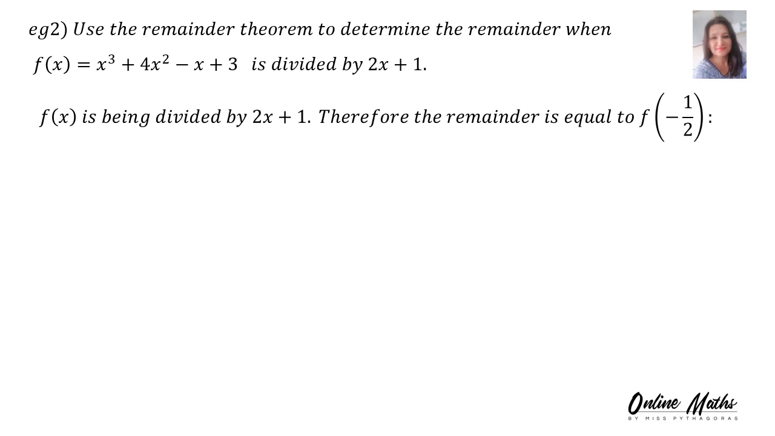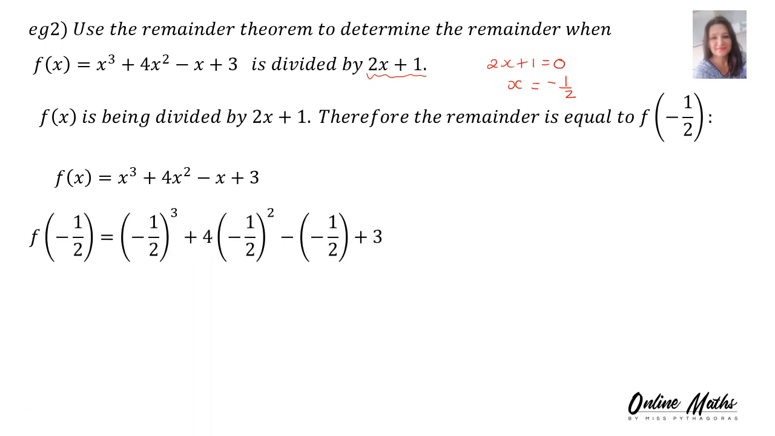So that means you will take 2x plus 1 and you will equate it to 0 and then you will solve for x. So x will be minus a half. Now you will take f of x and everywhere where you see an x, you will substitute minus a half.